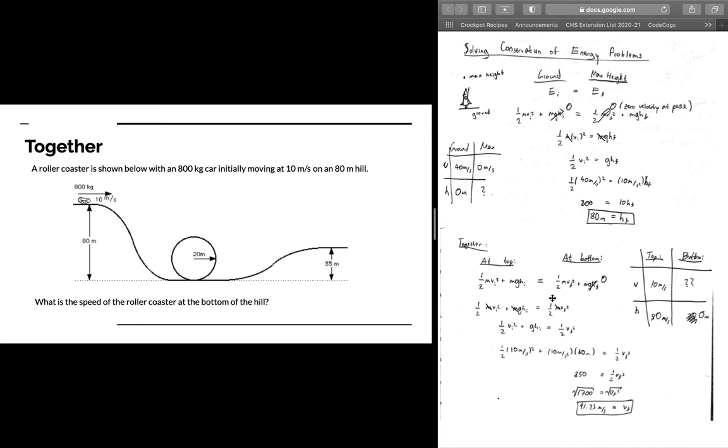So as a result, we start off again: our initial energy is equal to our final energy, so it's going to be our initial kinetic plus our initial potential equals our final kinetic and our final potential.